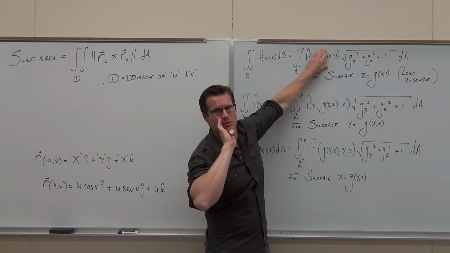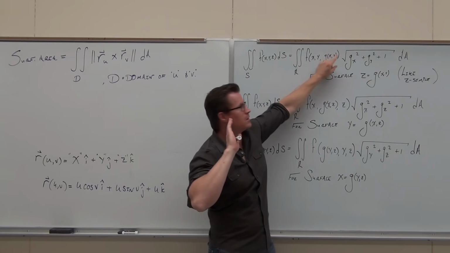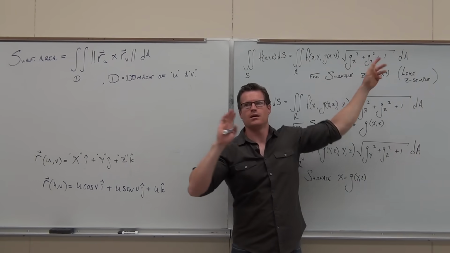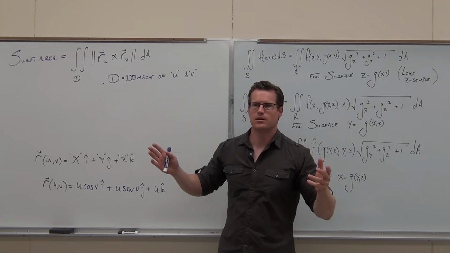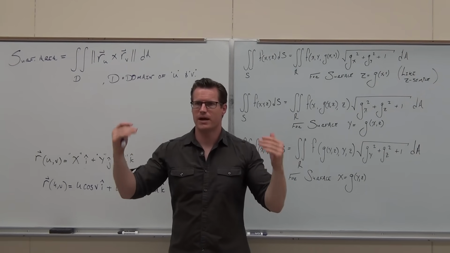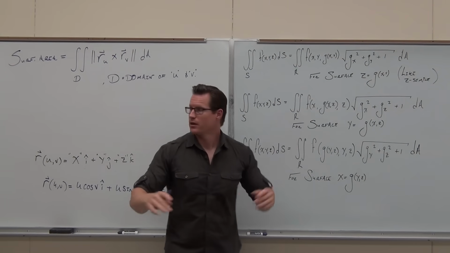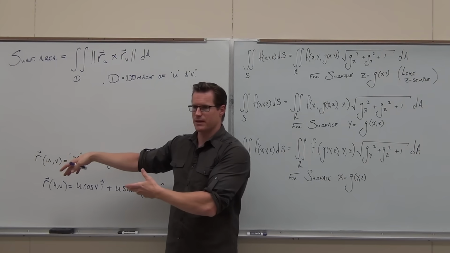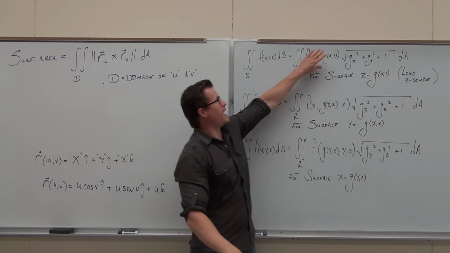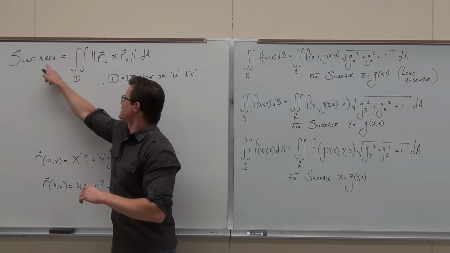How do you find a magnitude? It's practically the same thing: squaring them, adding them, and taking the square root. You're just doing it parametrically. That's all that's happening. Your mass density function is 1, giving you surface area.